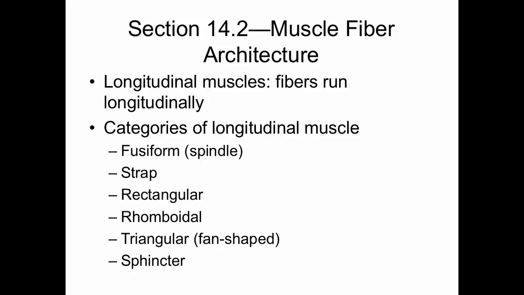Muscle fiber architecture. This is the structure of the muscle. So in longitudinal muscles, the fibers run longitudinally. There are several categories of longitudinal muscles: fusiform, strap, rectangular, rhomboidal, triangular, and sphincter. Longitudinal muscles are classified according to their shape. So all of these names are related to the shape of the muscle.